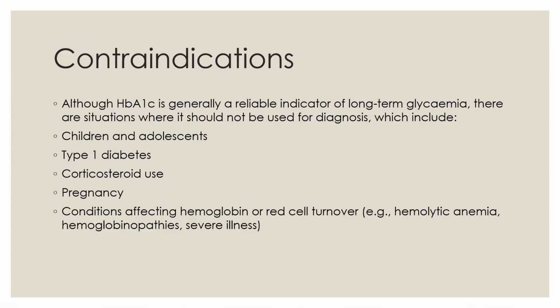Persons with hemolytic anemia or hemoglobinopathies may have falsely low HbA1c tests. So, for example, in a patient with hereditary spherocytosis, their red cells may have a shorter lifespan and they may have a falsely low HbA1c test.